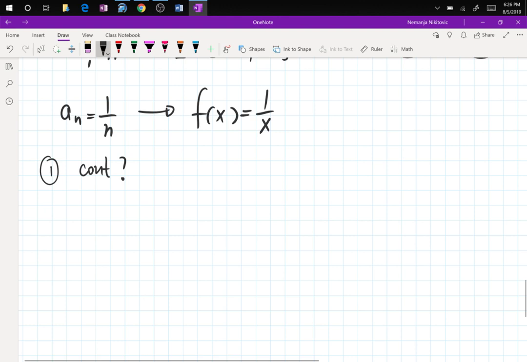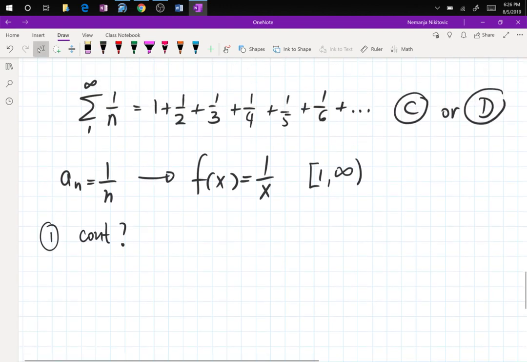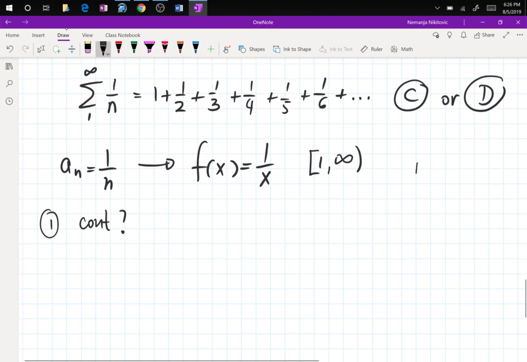So you have to make sure that you limit your domain to the domain that is provided by the series. Your series starts at 1 and goes to infinity. So your integral must start at 1, and when you draw the graph for 1 over x, you will ignore anything left of 1. We all know the graph of 1 over x contains these two parts of the line.